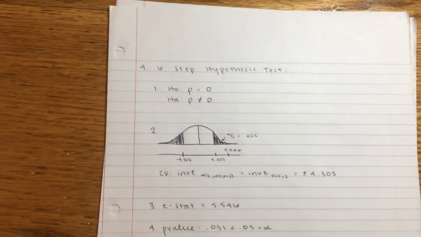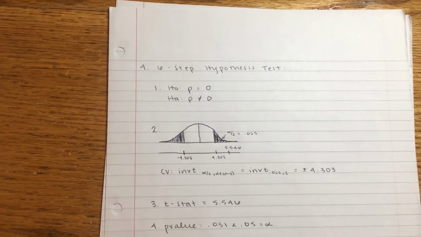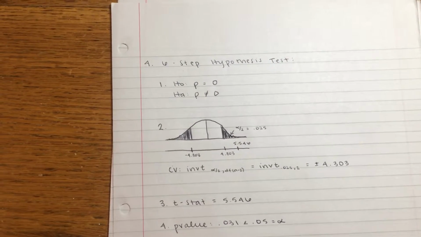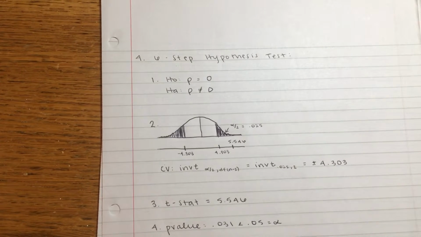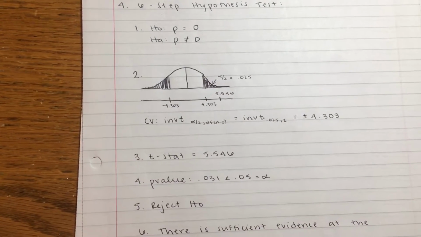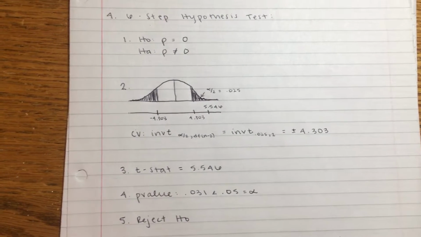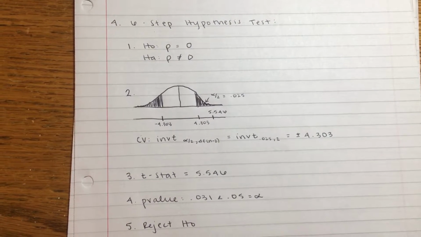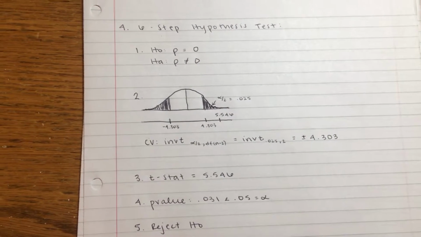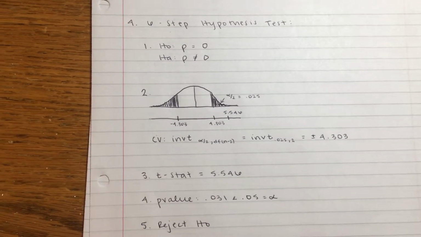Step 4 will be to actually conduct the 6-step hypothesis. Number 1 step is to identify your H0 and your HA. For this, it is equal to and not equal to 0. Number 2 is to draw and shade and label your critical value. To draw and shade, since we are doing a not equal test, it will need 2 ends that are shaded.